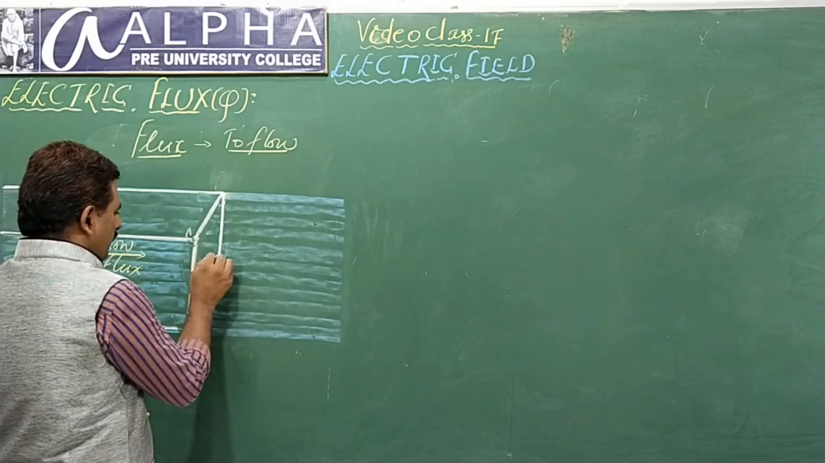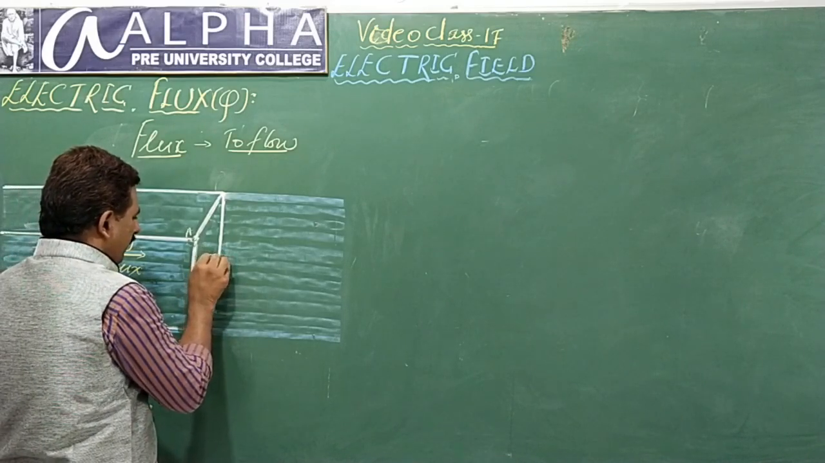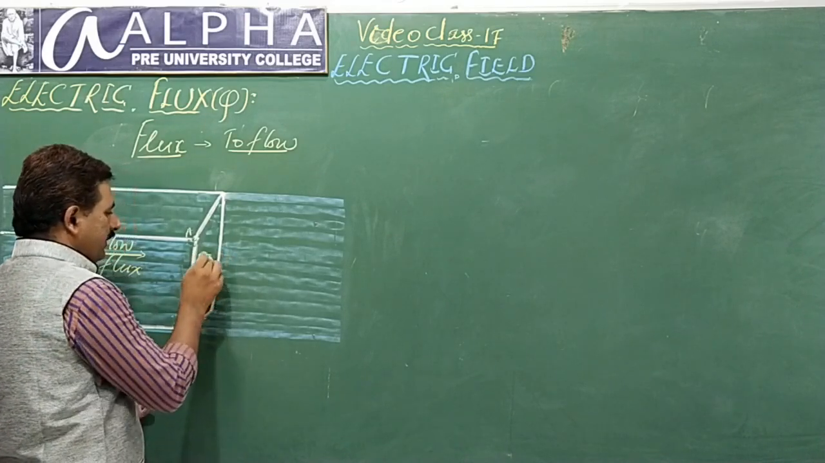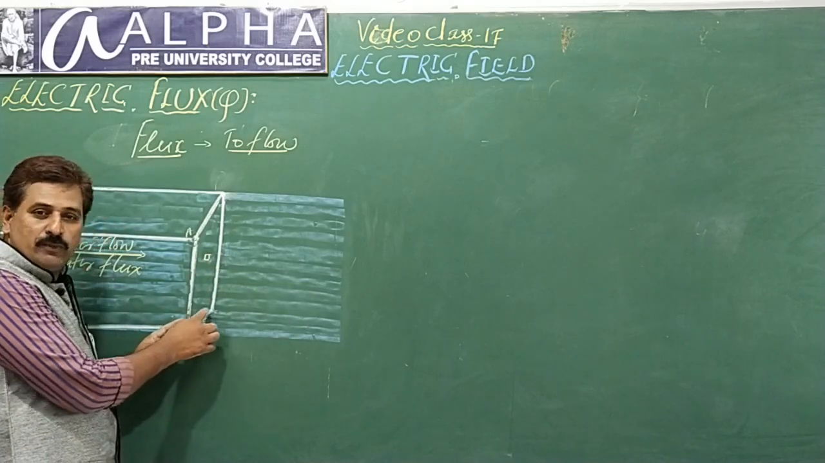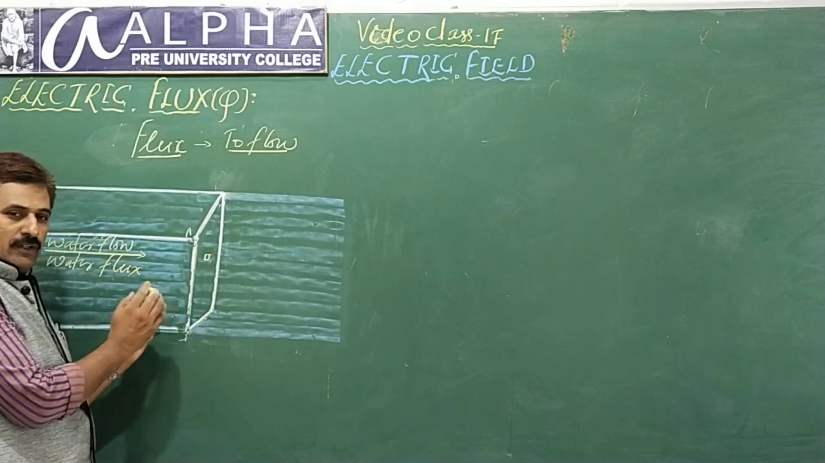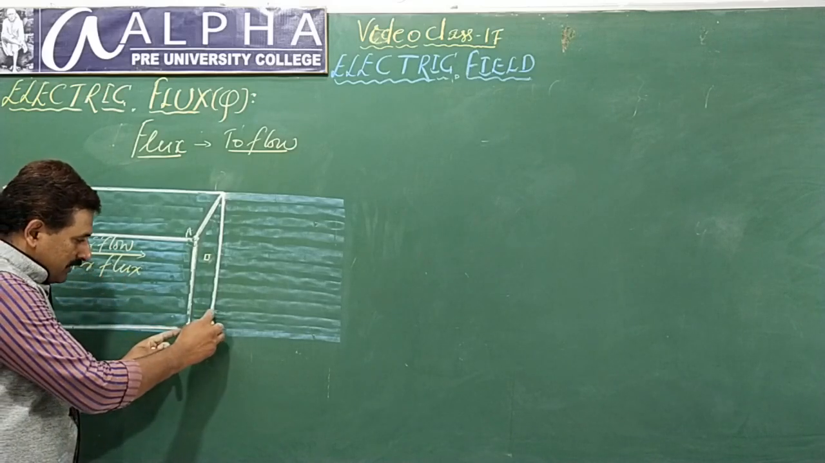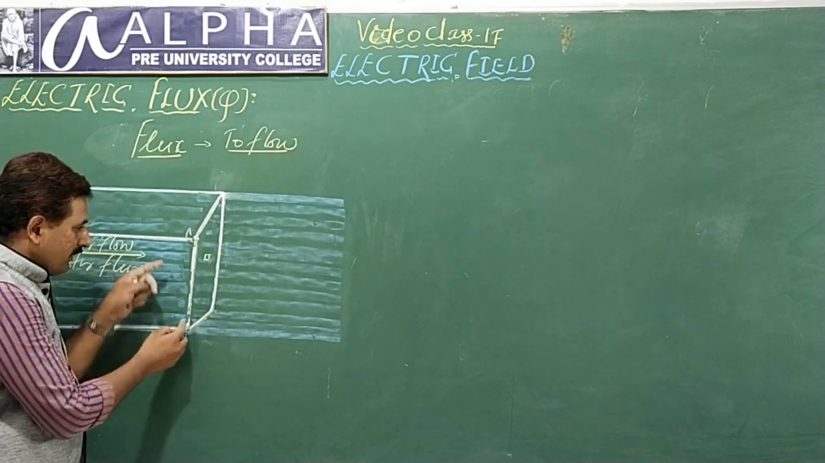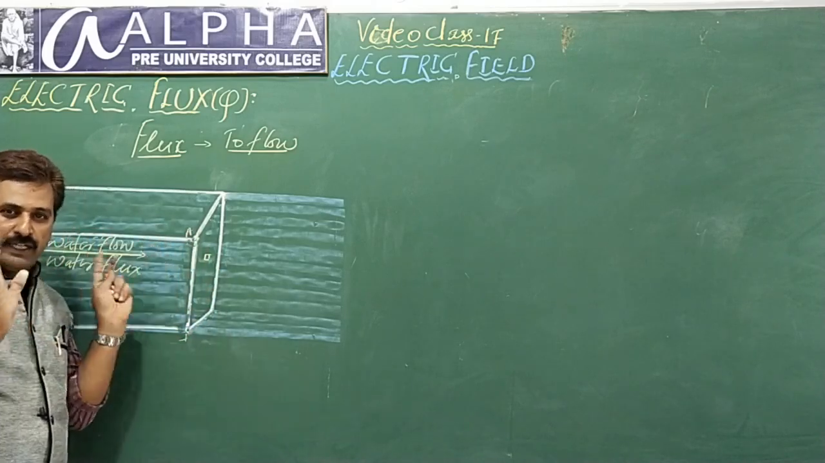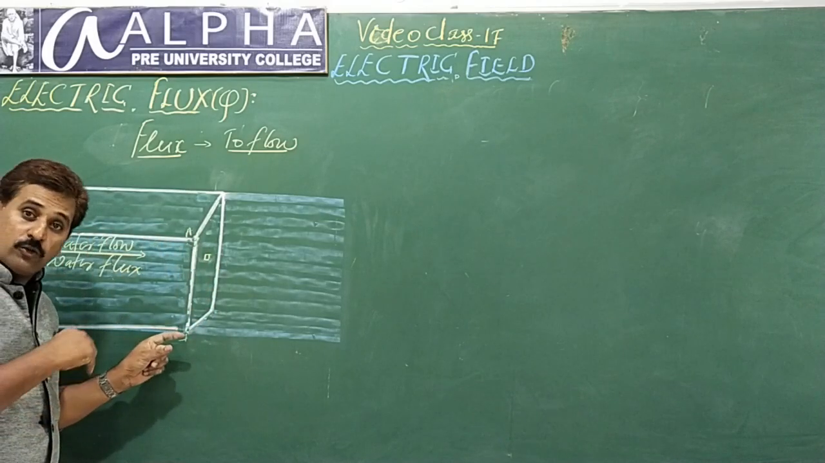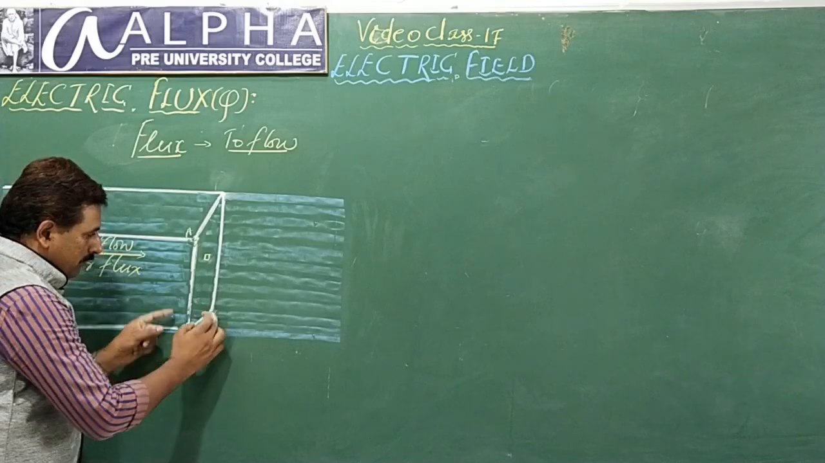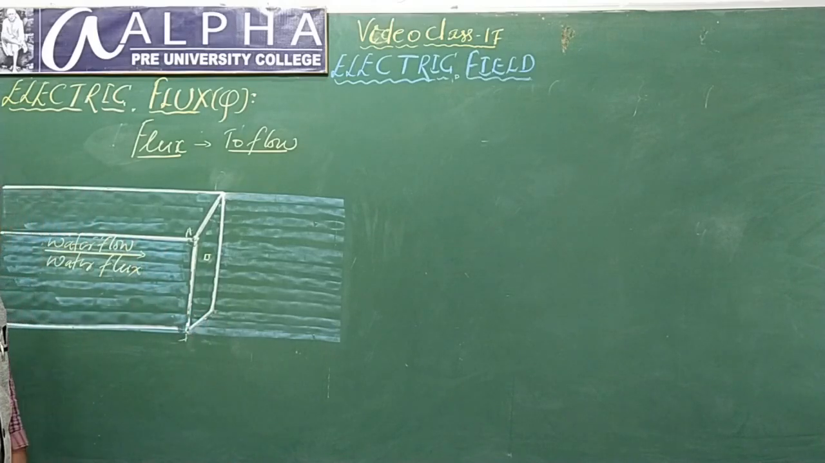Now I'll choose a very small cross section, a very small unit, rectangular let's say. It doesn't seem to be rectangular because you are observing from the side view. This seems shorter than this, but it's rectangular. Let us suppose it is a square, length and breadth both the same.